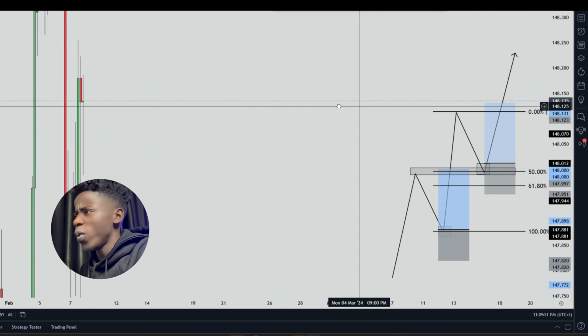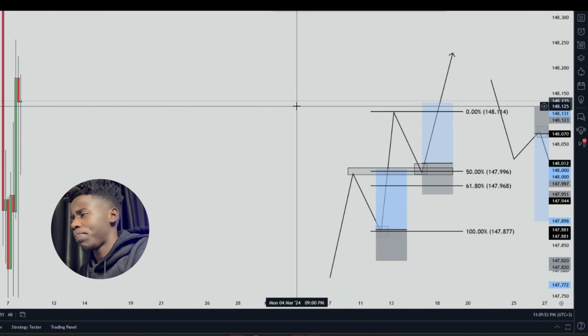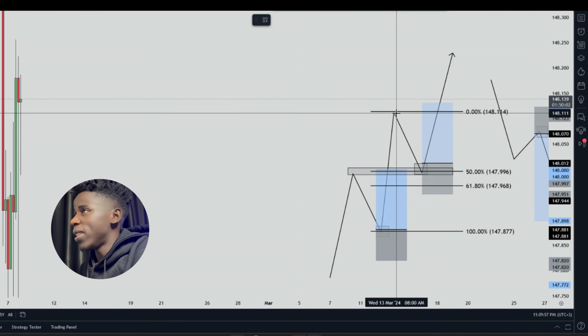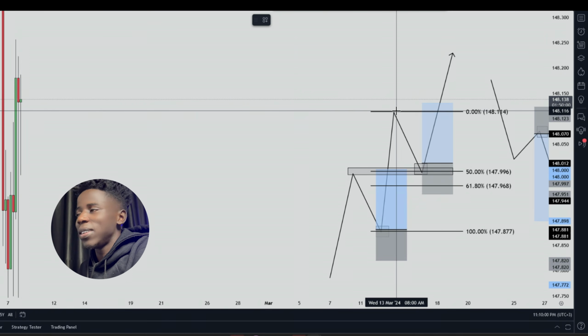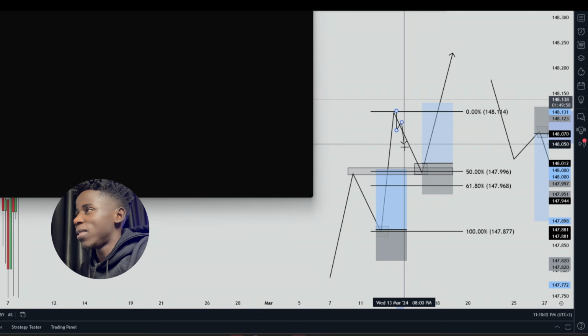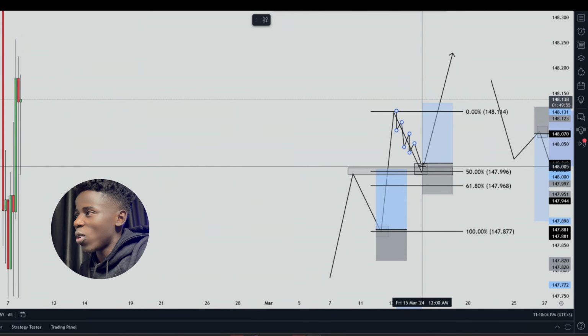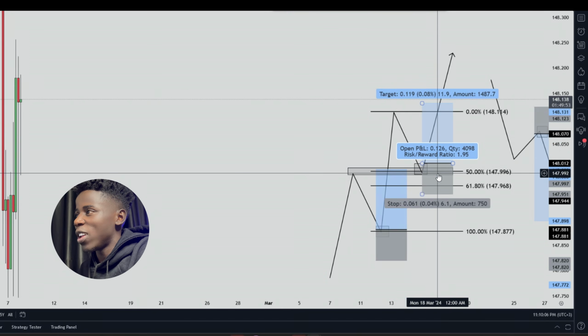Now, you will find that if this is the 4H time frame, or if this is the 1H time frame, you will find that in a lower time frame, let's say the 15, there is a series of lower lows and lower highs, lower low, lower high, lower low, lower high.